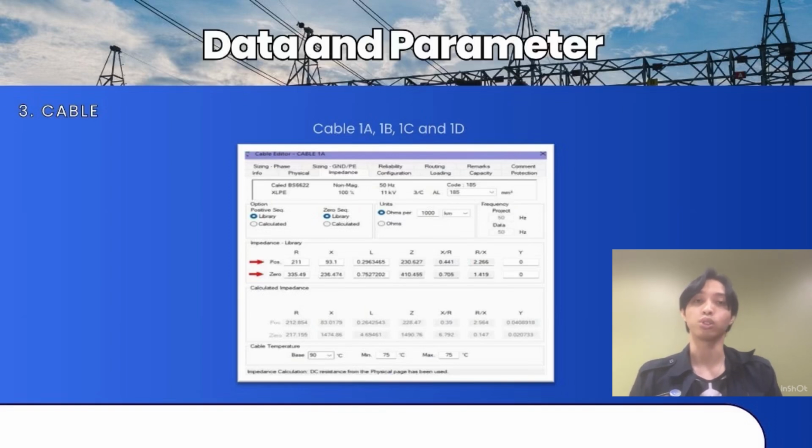Thermal limits are also defined: a base temperature of 90 Celsius with a minimum safe operating limit of 75 Celsius. A non-magnetic shield and 100% grounding efficiency are used to ensure an accurate fault current return path. These parameters are essential for accurate fault studies, load flow analysis, and protection coordination. Differences between library and calculated values must be validated based on actual application requirements.